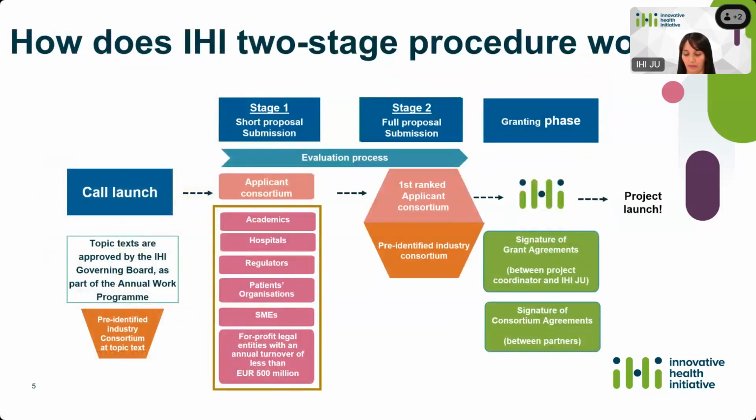Here, you can see a schematic that simply summarizes the two-stage procedure, which is unique for the IHI program. In no other program of Horizon Europe will you see this process, and it's very important to understand while you're preparing your proposal. As I mentioned in my previous slide, the pre-identified industry consortium, together with the contributing partners, are drafting the topic text. The topic text is a part of the annual work program, which at the end is approved by the IHI Governing Board. The IHI Programme Office is in charge of publishing the call in the Funding and Tenders portal and opening the first stage of the submission.